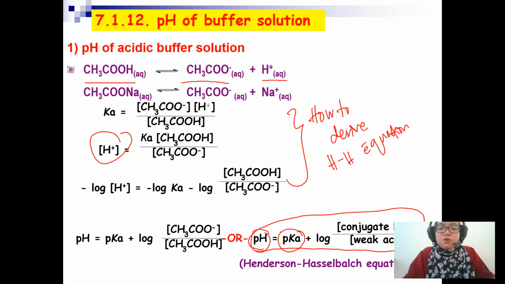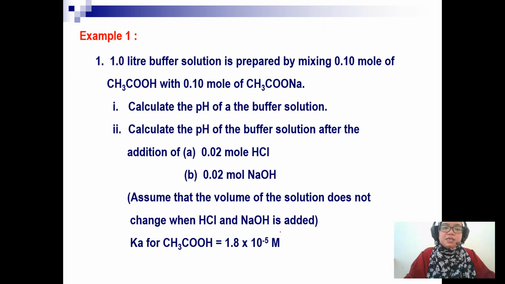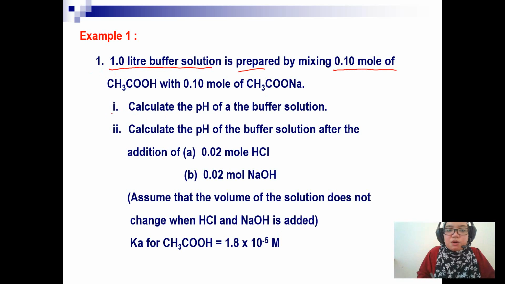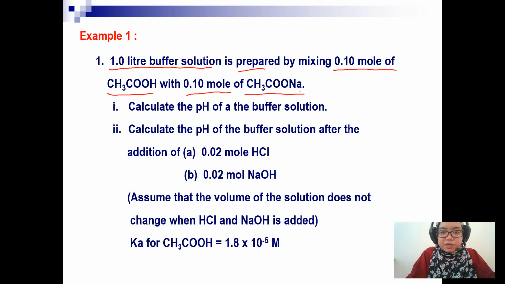Okay, now kita dah tahu apa Henderson-Hasselbalch equation. So sekarang ni kita nak tengok soalan pula, nak tengok contoh soalan and untuk solve this problem. So here we have 1 liter buffer solution prepared by mixing 0.1 mole of acetic acid with 0.1 mole of sodium ethanoate. Okay, so kita boleh form buffer solution by weak acid and conjugate base. Okay, sekarang ni soalan pertama dia kata calculate the pH of the buffer solution.